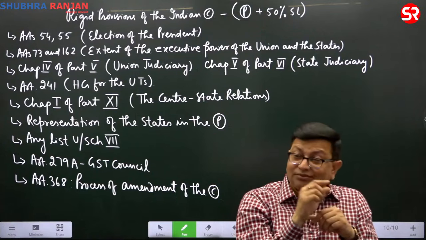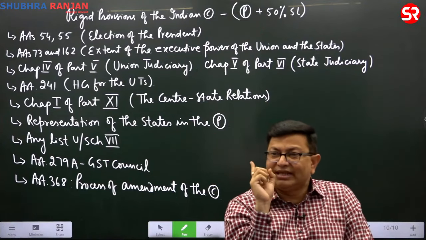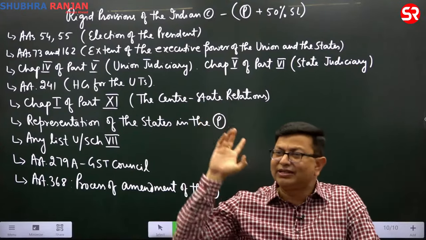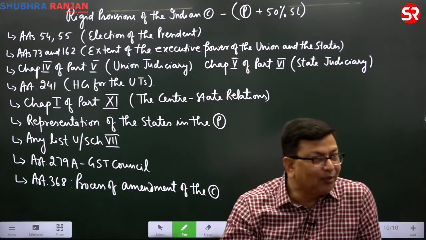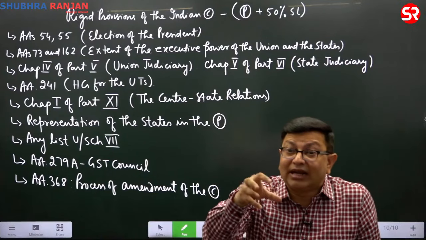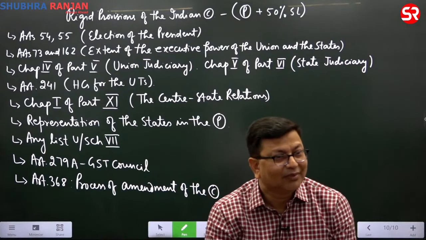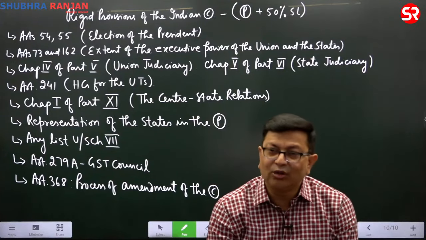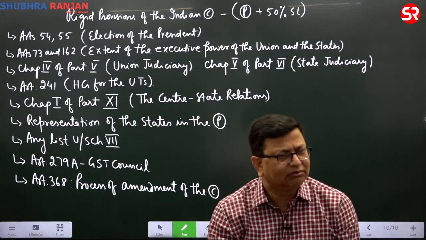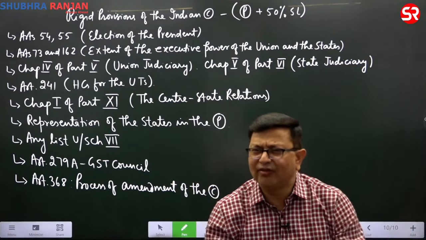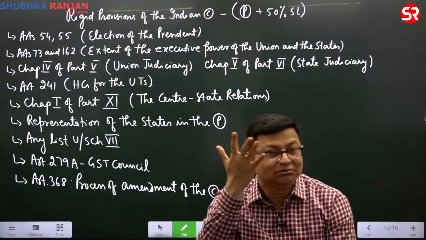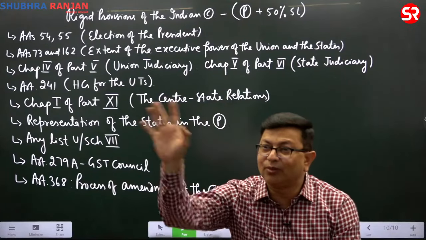Now, suppose if this is a flexible provision, if it is not there in this list, and suppose a political party comes to power at the center, and at the center, in the Lok Sabha and the Rajya Sabha, it has got a large number of MPs, but in most of the states, the MLAs belong to the other political parties.